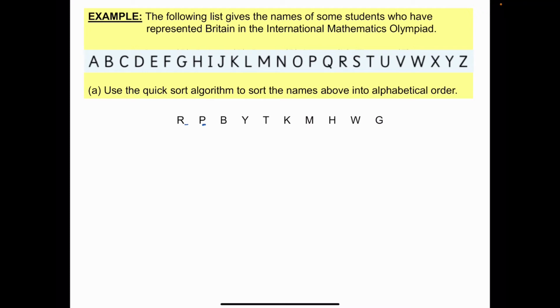Okay, so I have 1, 2, 3, 4, 5, 6, 7, 8, 9, 10. That means the middle point is here. So what will be your pivot? Well, obviously the pivot here will be K.